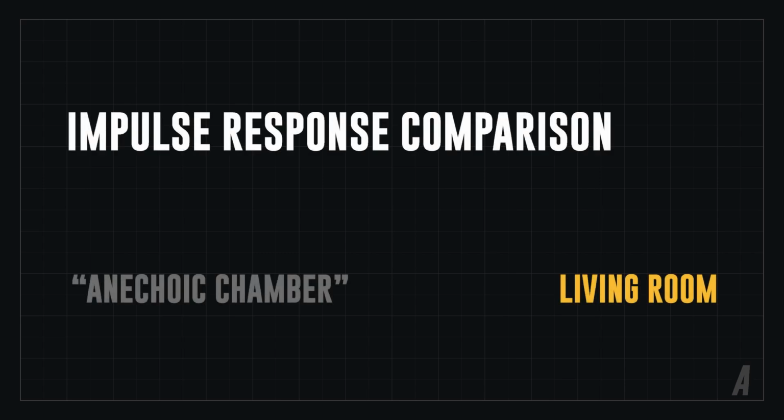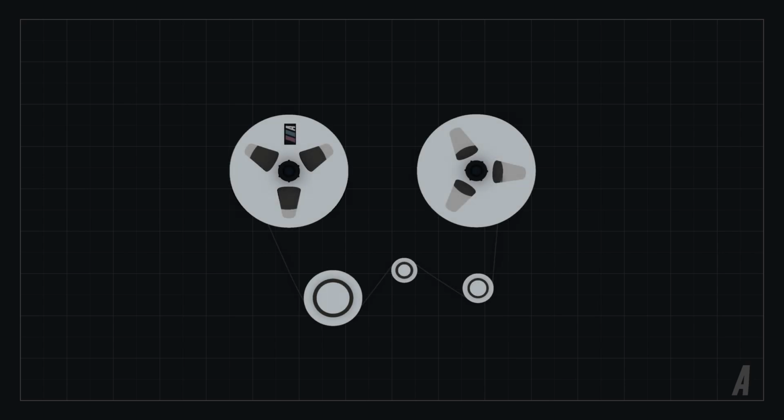So this is the impulse response I got from my living room. And here is the impulse response from my fake anechoic chamber, and you can see how they both sound very different. What I can do now is perform a convolution of my original audio with the impulse response of my living room, and it now sounds like I played that sound in that room, which is kind of interesting.